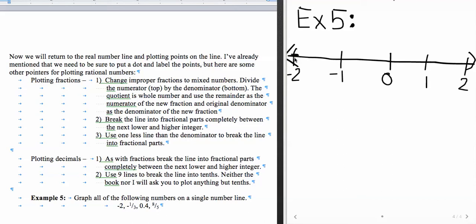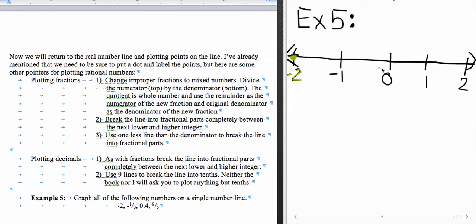And over here on my tablet, I'm going to graph the -2. So I'm going to put a dot on the -2, and then I'm going to highlight -2, and that is plotting a number on the number line, as I discussed a little earlier. Now we're going to focus our attention on the fraction.